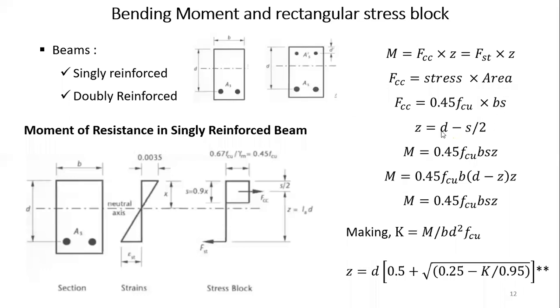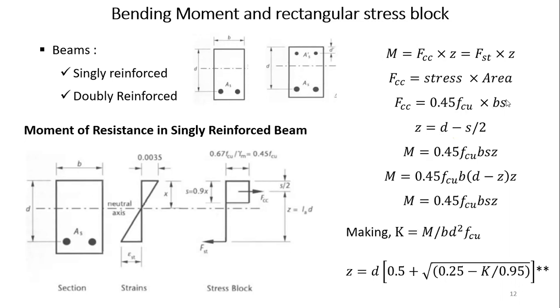If you want to find Z now, if you look at it very well, from the top of the beam here to the center of this steel is the effective depth. If you subtract S over 2 from the effective depth, you will get the lever arm, which is Z. That's why we have Z is equal to D minus S over 2.